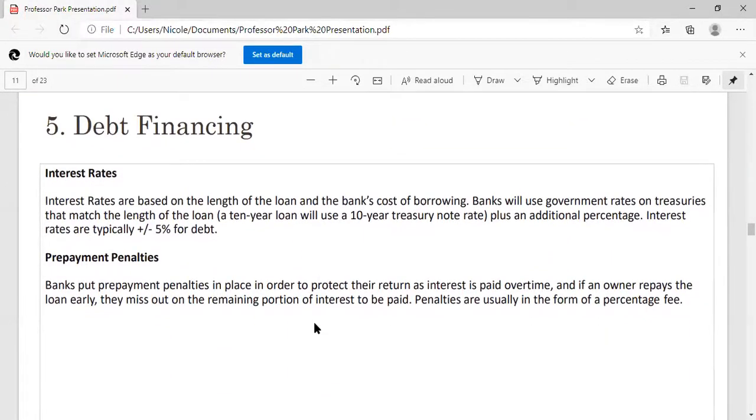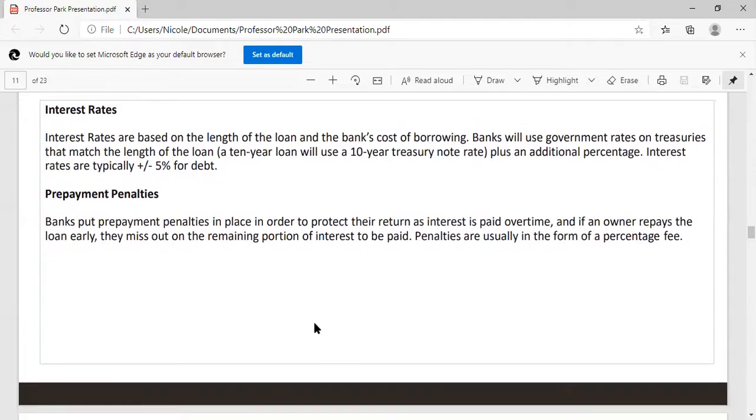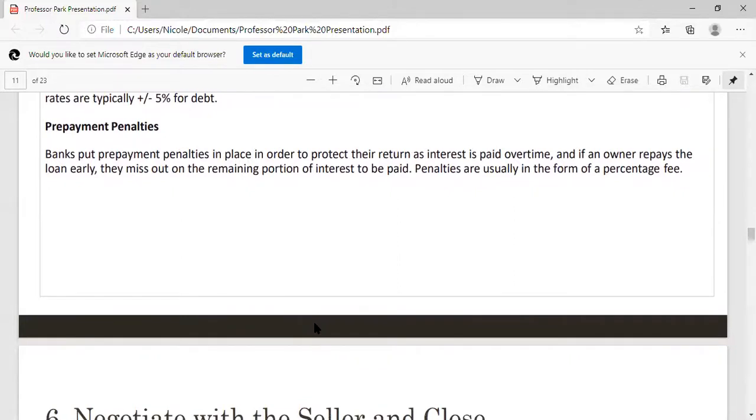With debt financing, the interest rates are based on what the cost of the bank borrowing money is. The bank, as you all know, has to borrow money, and they get charged a percentage when they do that. So they have a margin placed on top of that that they charge to you to make sure that they make a profit and cover their operating costs, right? Typically they'll match up a timeline with what the loan is for. So say it's a 10-year commercial real estate loan, they'll match it up with what a 10-year treasury note rate is, typically.